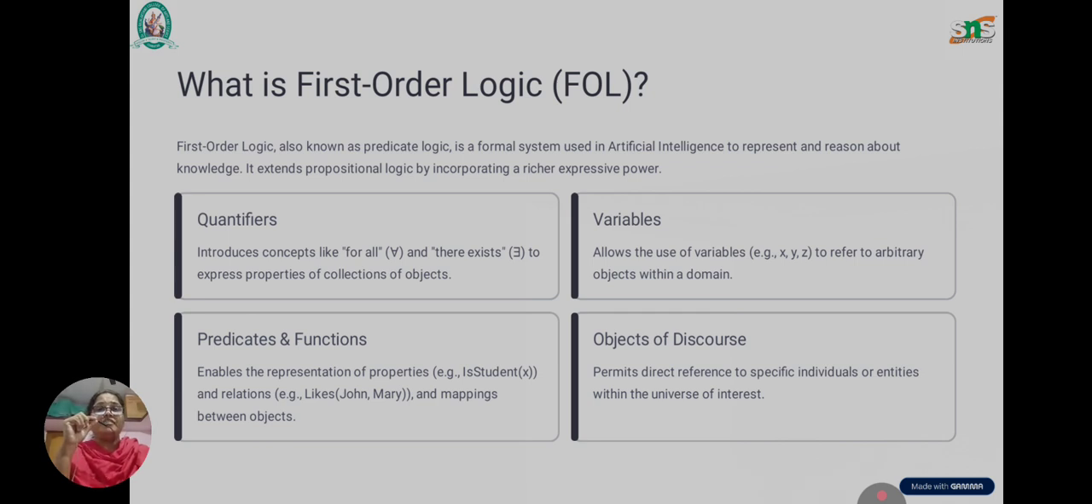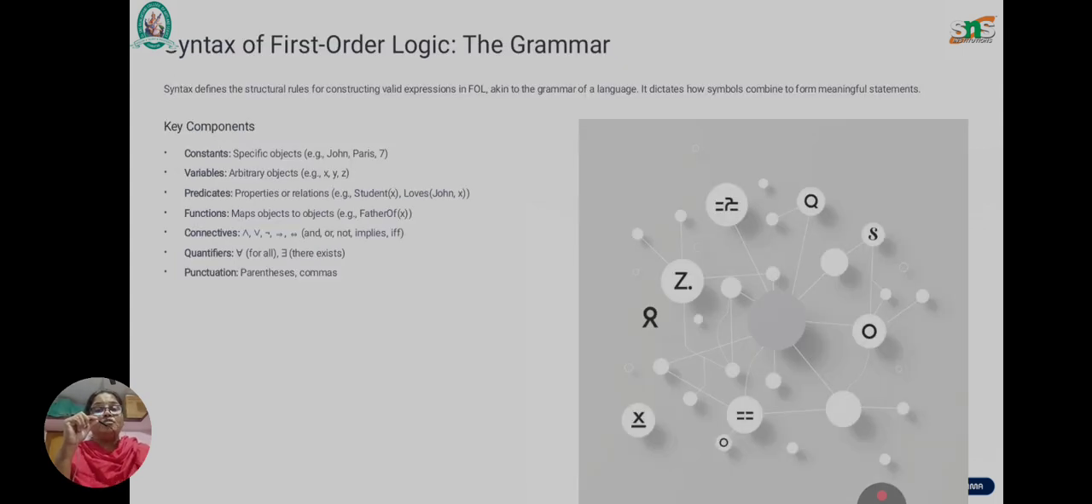The next one is the functions. Functions are mainly used to map one object to other objects. The next one is the objects of discourse, which mainly permits reference to specific individuals or entities within the universe of interest. So these are the main key components of the first order logic.